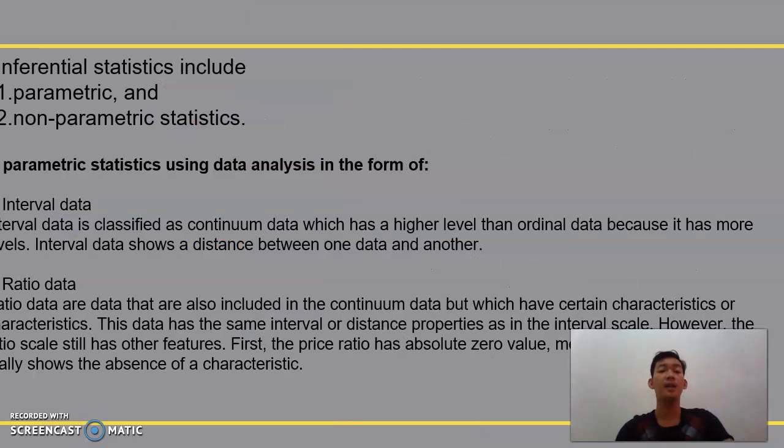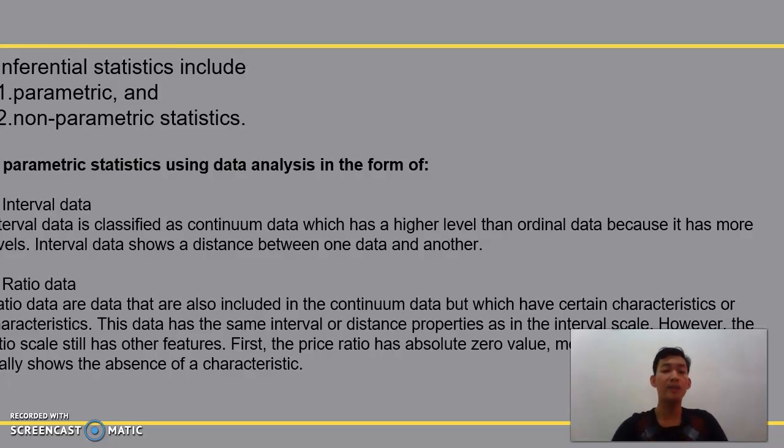Okay, next, these are the two kinds of inferential statistics: parametric and non-parametric statistics. What are parametric and non-parametric statistics? In parametric statistics, the data analysis uses, first, interval data. Interval data is classified as continuum data which has a higher level than ordinal data because it has more levels.